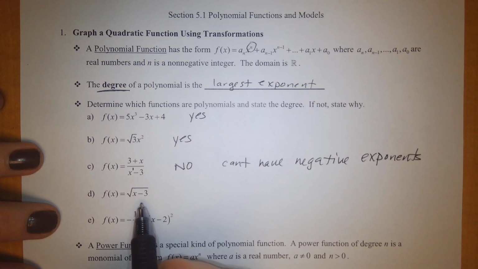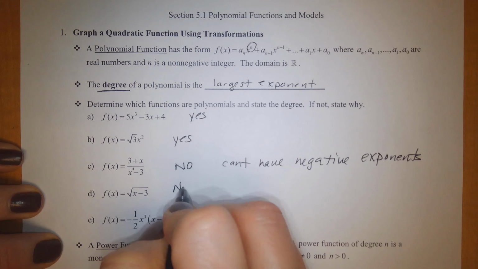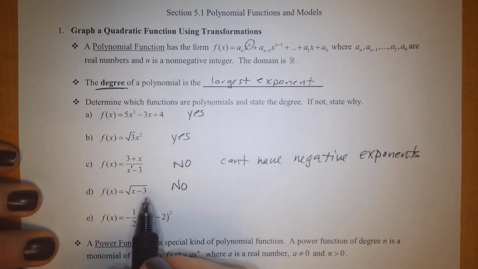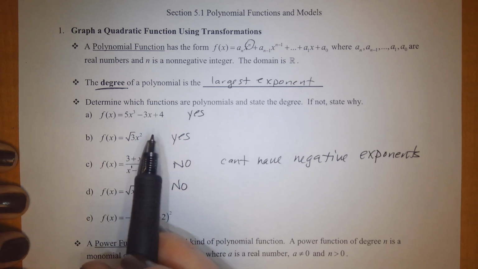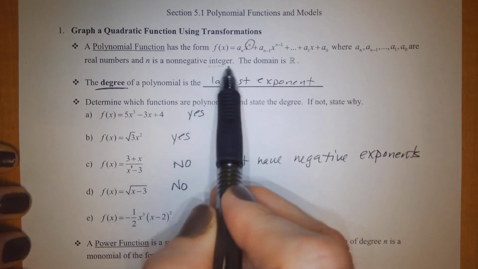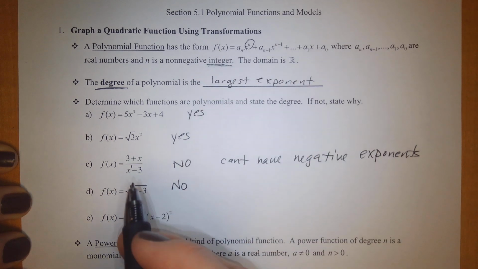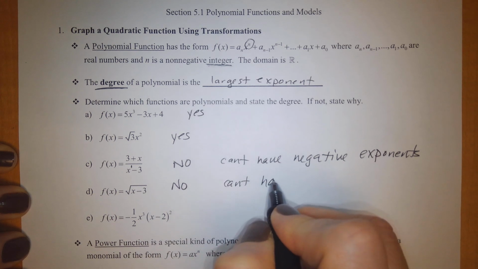For part D, f of x equals square root of x minus 3. Again, no, this is not a polynomial, because the exponent of this x will be to the 1/2 power, because it's under the square root. Remember, square root is the same thing as a 1/2 power. And since this x is to a 1/2 power, remember the powers have to be integers. They have to be like whole numbers. So we cannot have a 1/2 power, and they cannot be fractions.